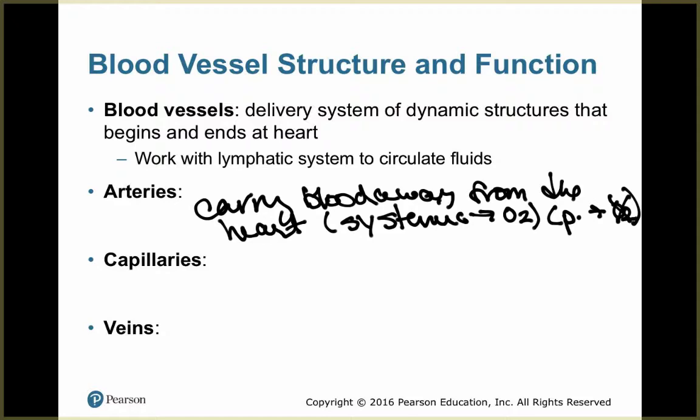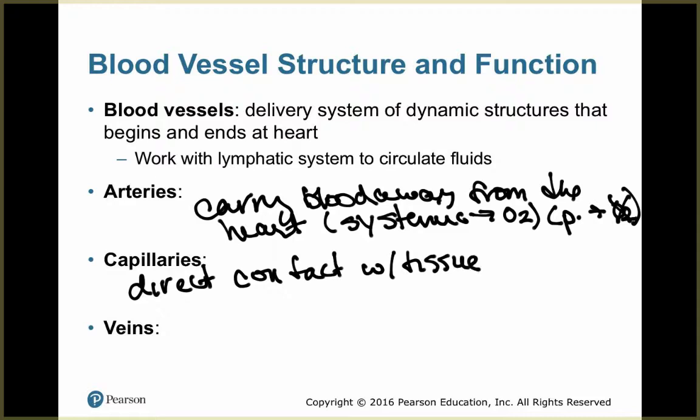Capillaries actually come in direct contact with tissue. So these guys are going to essentially directly serve cellular needs.